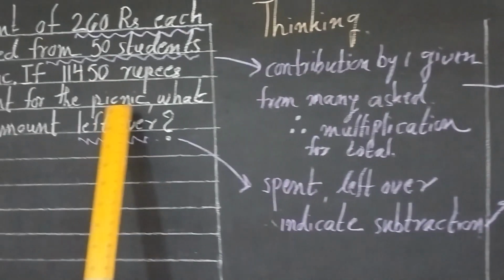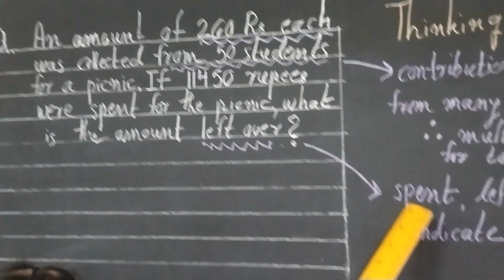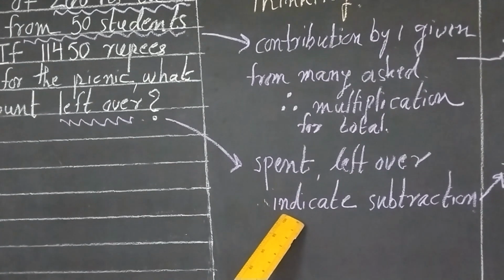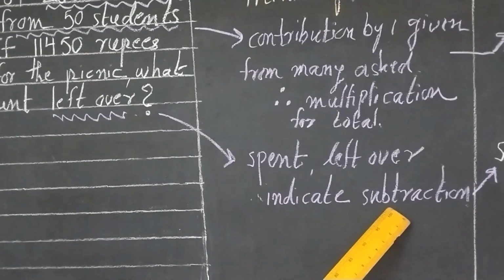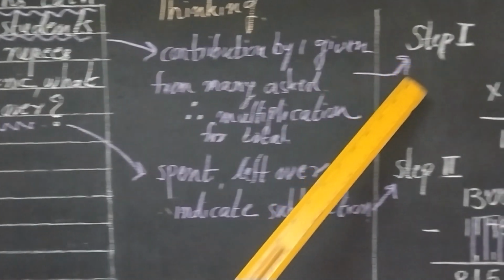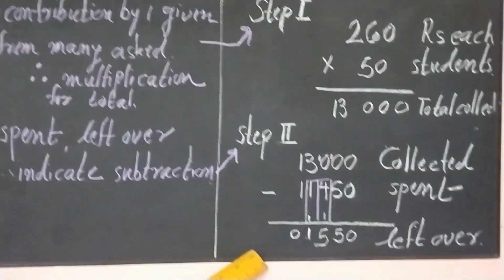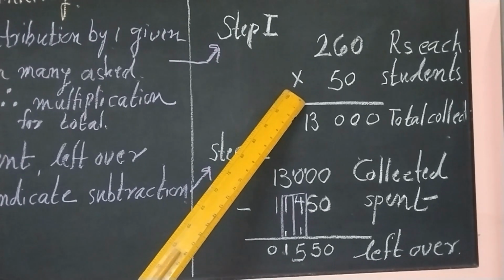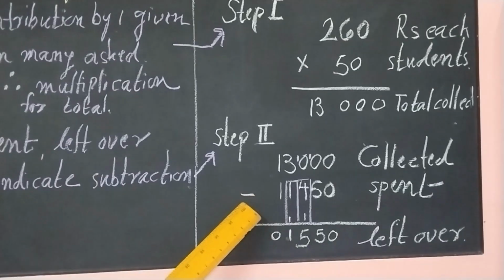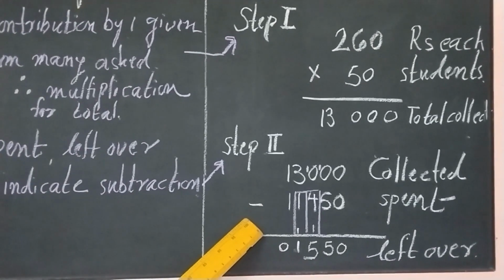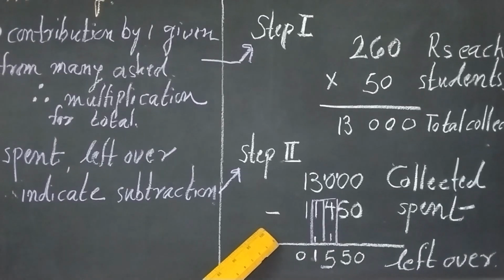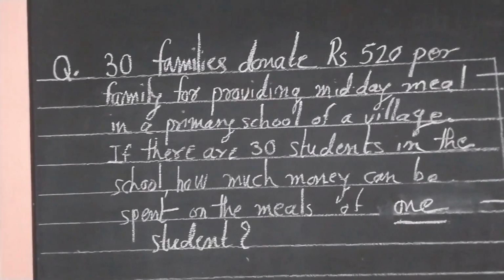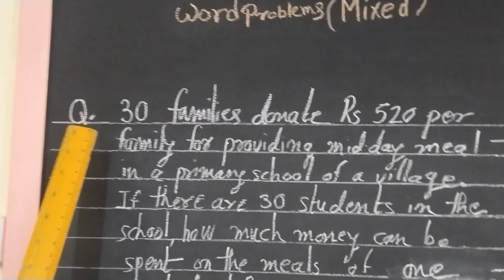Here, in this second part, the words like spent, left over, indicate that what they require is subtraction. So this particular example is composed of two steps. Step 1 is of multiplication and step 2 is of subtraction. And hence it is a mixed sum. Now honey bunch, let us take the next word problem.